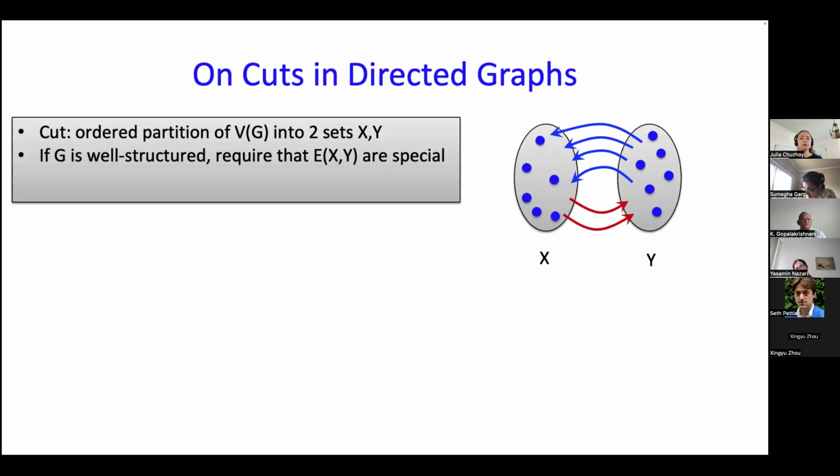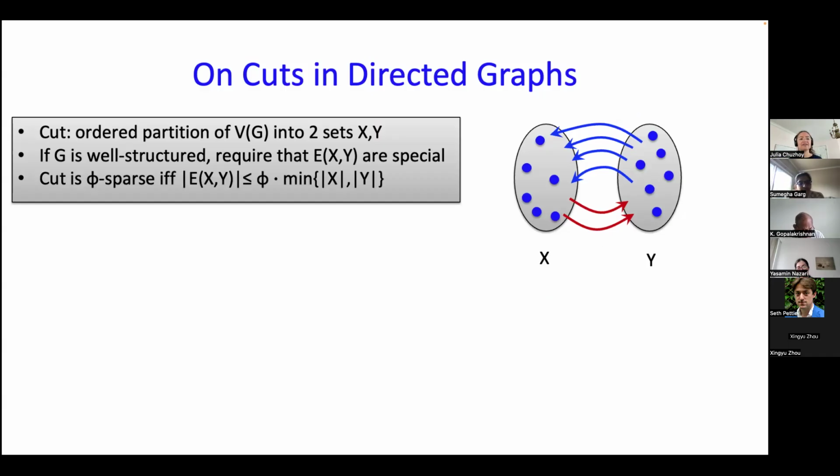And remember that we work with well-structured graphs. So we have these red special edges, and every vertex is incident to at most one of them. And the rest of the edges are blue edges. They are regular, and a vertex can be incident to many of them. So for well-structured graphs, I'll require that all edges that go from X to Y have to be special ones.